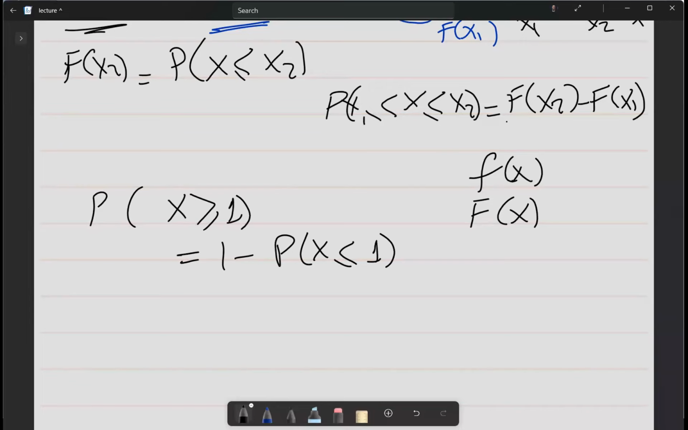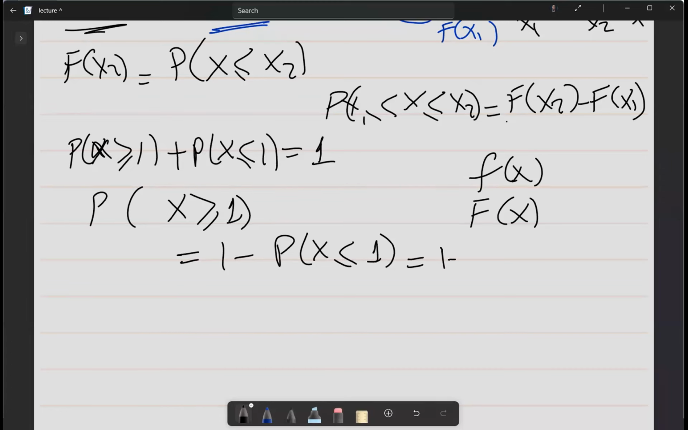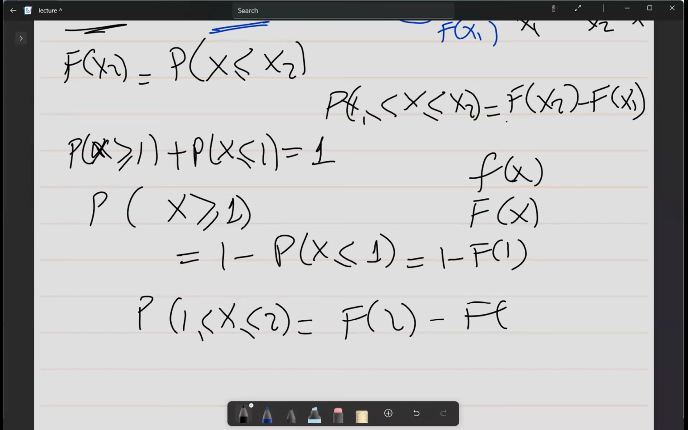Why? Because I know that the probability of x greater than or equal to 1 plus the probability of x less than or equal to 1 means the whole range from minus infinity up to infinity, and this range equals 1. So the probability of x to be greater than or equal to 1 is 1 minus the probability of x less than or equal to 1, and this will be 1 minus F of 1. Simply like that. If I ask you what is the probability that x is greater than or equal to 1 and less than or equal to 2, it will be simply equal to F of 2 minus F of 1. And you can do it for any kind of probabilities.